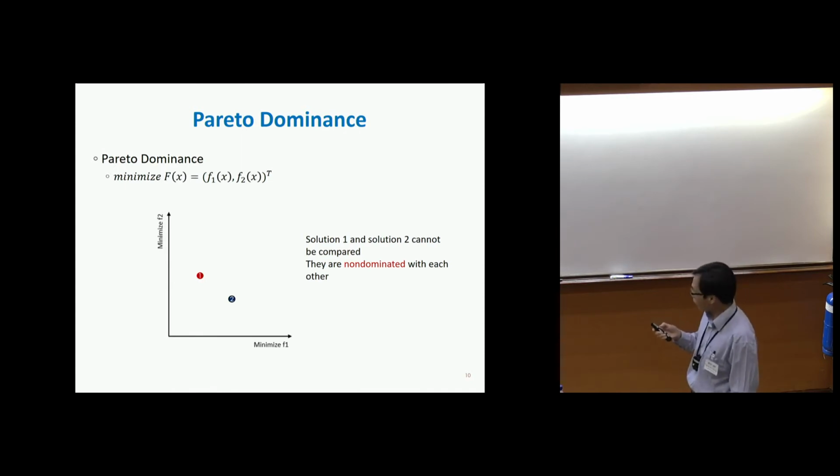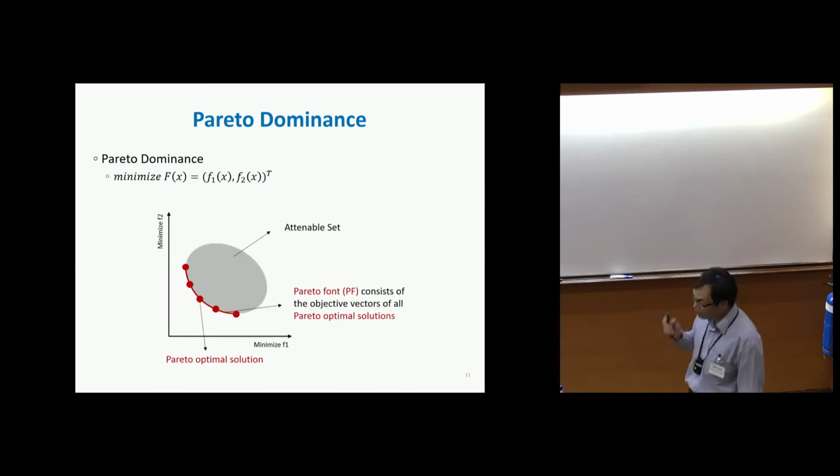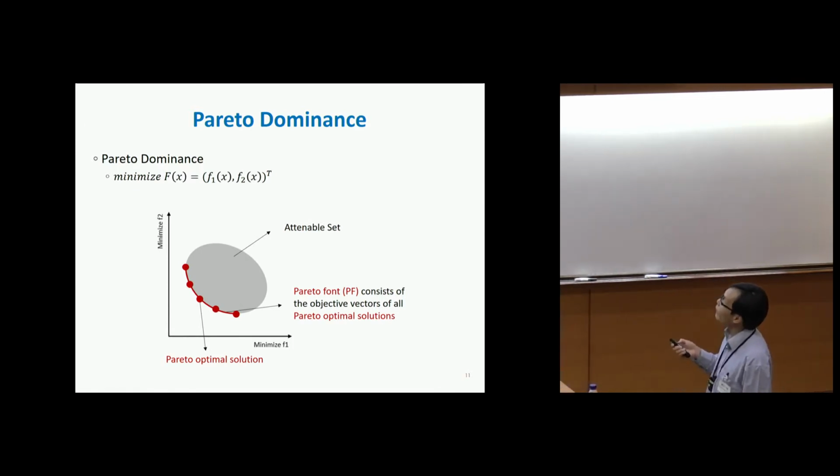Vice versa, if you compare these two solutions, then we will say that they are non-dominated with each other, because we could not conclude which one is better. We cannot say that solution 1 is better than solution 2 or solution 2 is better than solution 1. So instead, in multi-objectives, we are trying to locate a set of solutions which is along the Pareto front, that consists of the objective vectors of all the Pareto optimal solutions. So this is the idea.